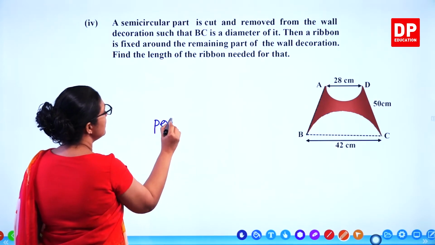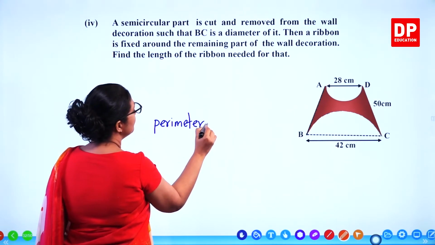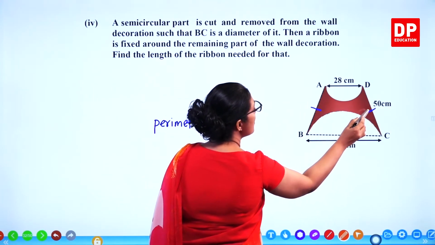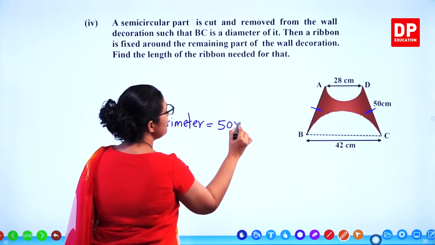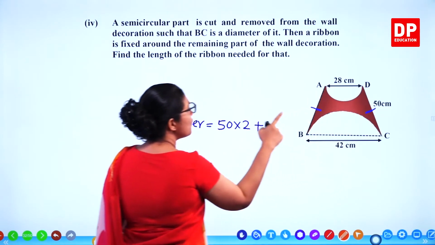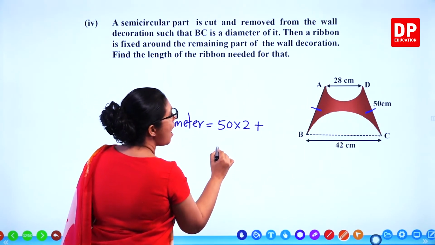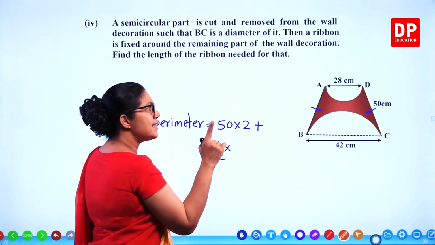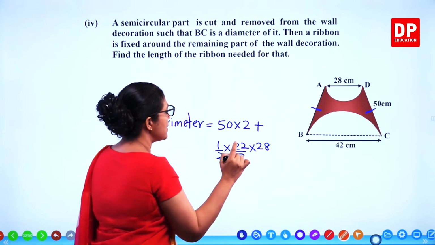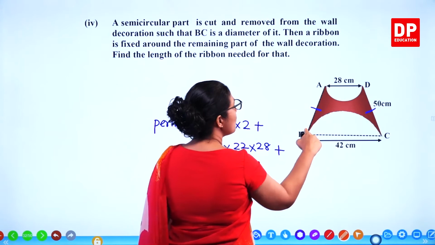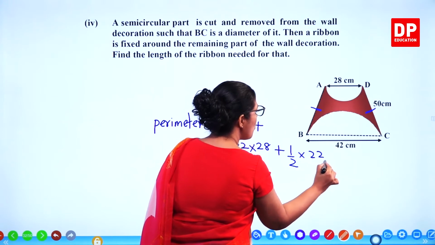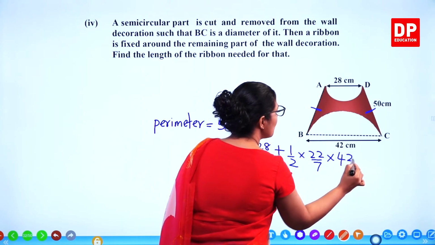So perimeter is equal to, so this length is the same as this length. This is a symmetric one. So 50 times 2 plus, what's the arc length of the smaller semicircular part? Half into pi d. 22 over 7 into 28 is the diameter. And the other one, what about this one? Half into pi, 22 over 7, d is 42.